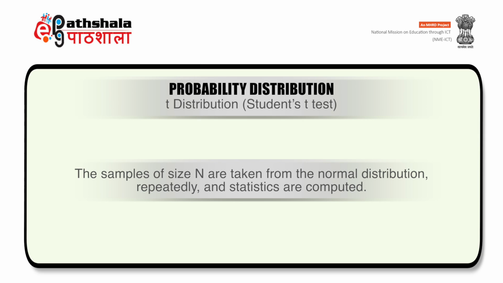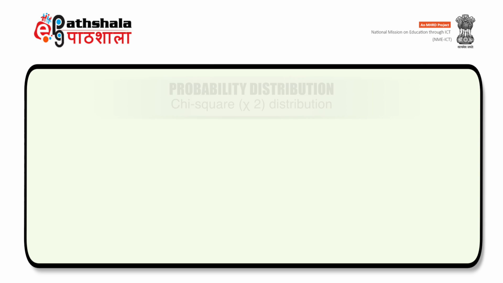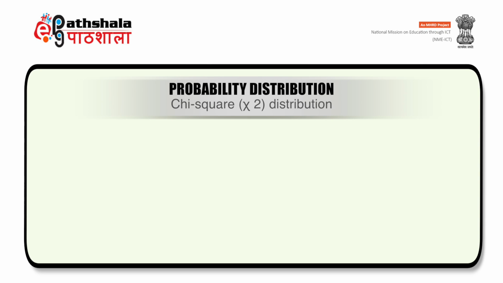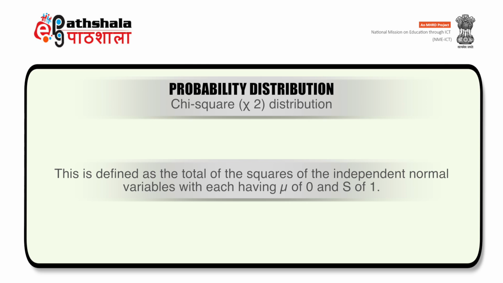It is better used to determine the probabilities when the S is not known and is estimated from the sample. Fourthly, we will discuss chi-square distribution. This is defined as the total of the squares of the independent normal variables, with each having a mean of 0 and S of 1.